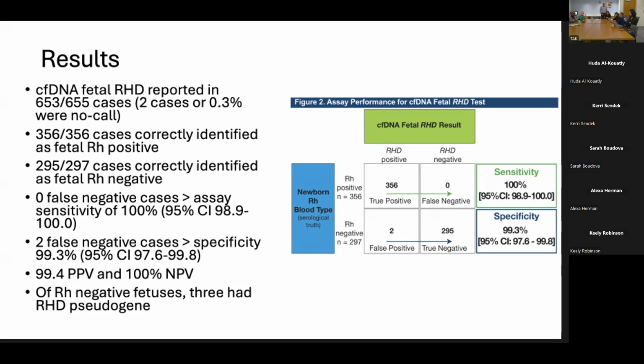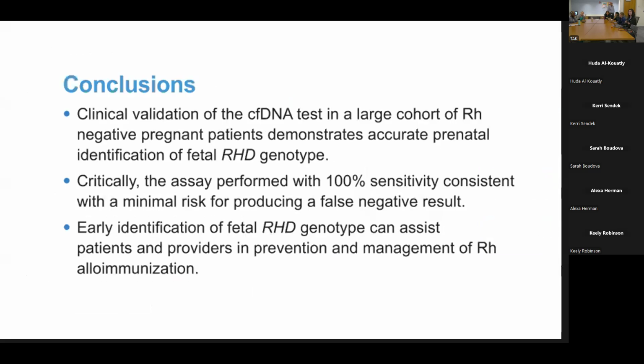There were 2 false positives, sorry. And there was a 99.4% positive predictive value, 100% negative predictive value. And then of note, 3 of the Rh negative fetuses had pseudogenes. So not a large number, but there were a few.